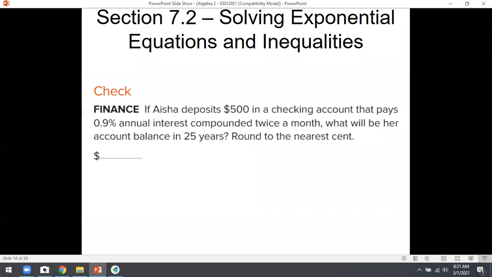Let's see if you guys can just do one on your own. All right, here's another one. Very similar. Aisha deposits $500 in a checking account, pays 0.9%. Careful with that. Turn that into a decimal. Compounded twice a month. Oh, man. How many times a year would something that happens twice a month happen?